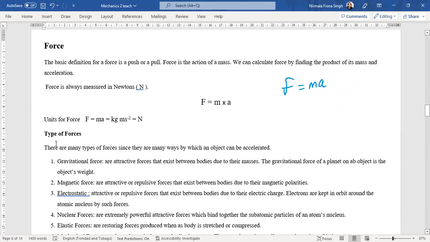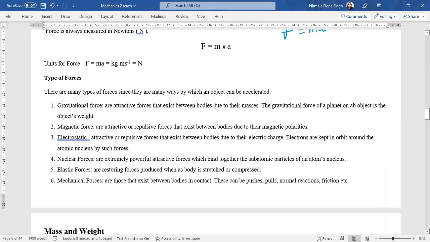Types of forces. We have many types of forces. It's a fundamental quantity of the universe, believe it or not. Let's see some of the forces that do exist. One, gravitational force. These are attractive forces that exist between bodies due to their masses. The gravitational force of a planet on an object is the object's weight. So anytime we want to know what our weight is, it's basically the Earth pulling us down, the Earth's gravitational force on us. And gravity always acts towards the surface of the planet.